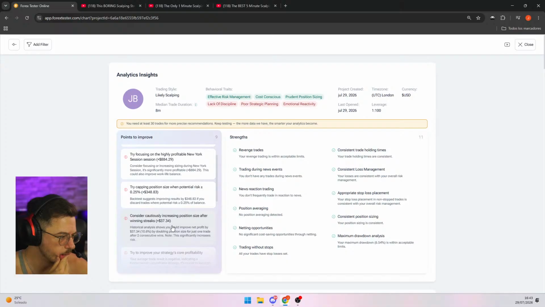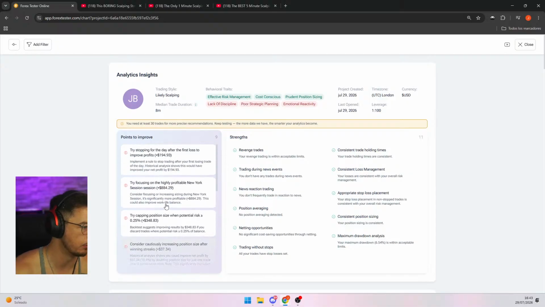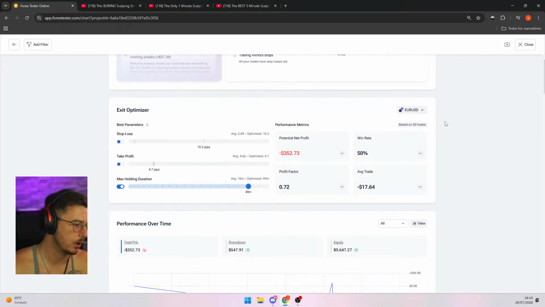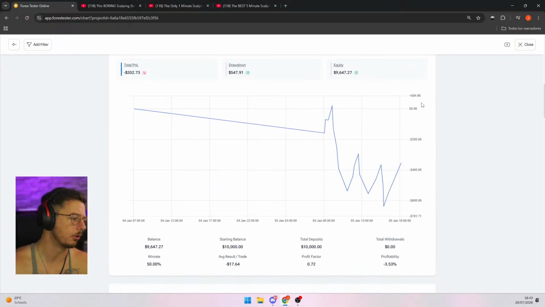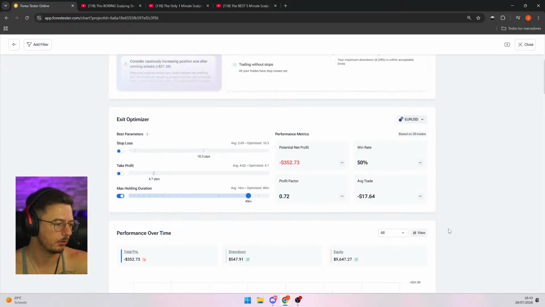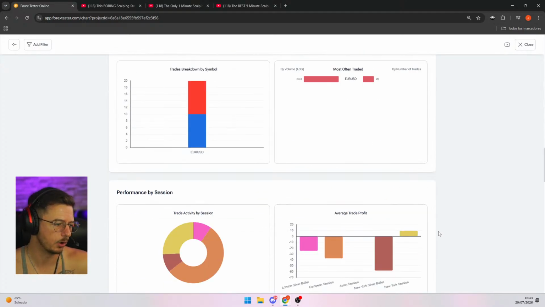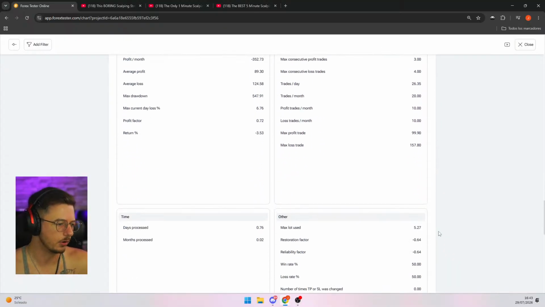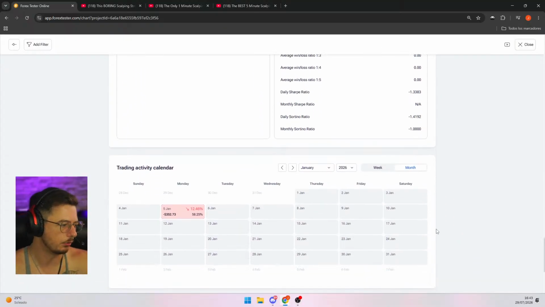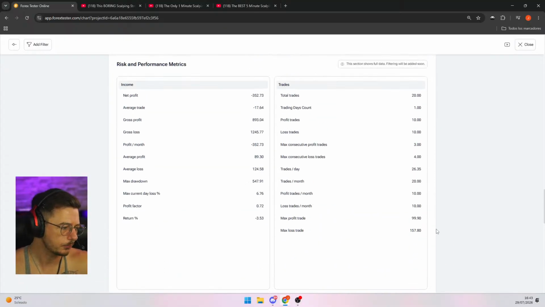And consider cautiously increasing position size after winning streaks. It's only $37, so I don't think that would be too relevant right at the moment. It needs more trades, definitely, but it's not a bad start off, to be honest. I mean, I could backtest this like for maybe a month or something like that and get like 100 trades or something like that. And from there, get some solid data and maybe bring a video to you guys so you can actually see an optimization on this one, because this one is quite interesting.